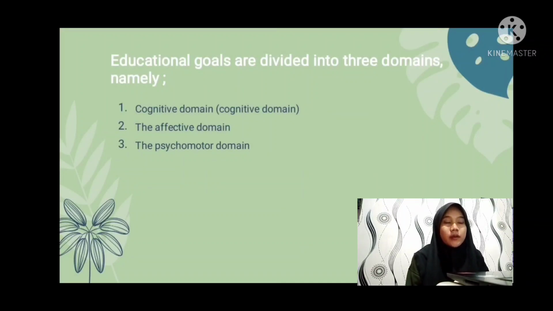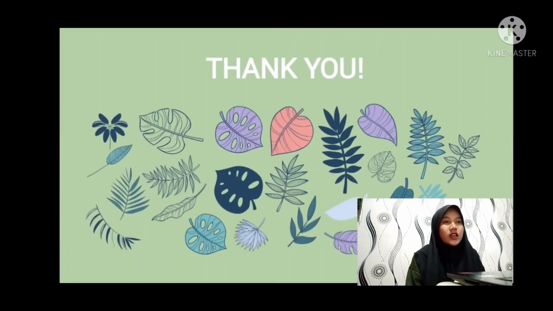Next, the psychomotor domain. The psychomotor domain contains behavior that includes aspects of motor skills such as handwriting, typing, swimming, and operating machines. And then last, several other terms that also describe the same thing as the three domains include those by Ki Hajar Dewantara, namely creativity, taste, and intention. In addition, the terms are also known as reasoning, appreciation, and practice.